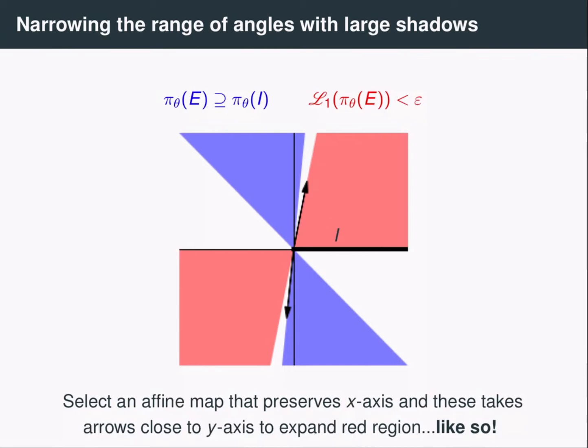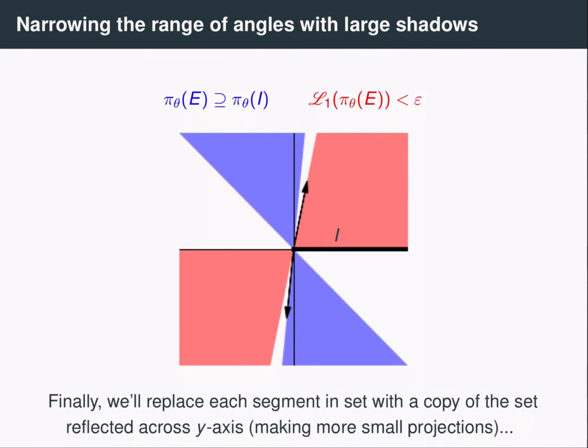Now notice that because the x-axis was preserved, this set is still mapped to a union of line segments that are parallel to the x-axis. Okay, so the final thing that we'll do is notice that the set right now has the property that if I project in any of these red directions, the projection is small, and if I project in any of these blue directions, the projection contains the projection of the interval I.